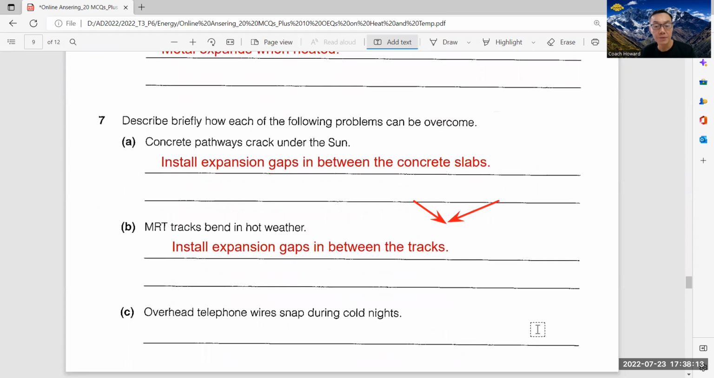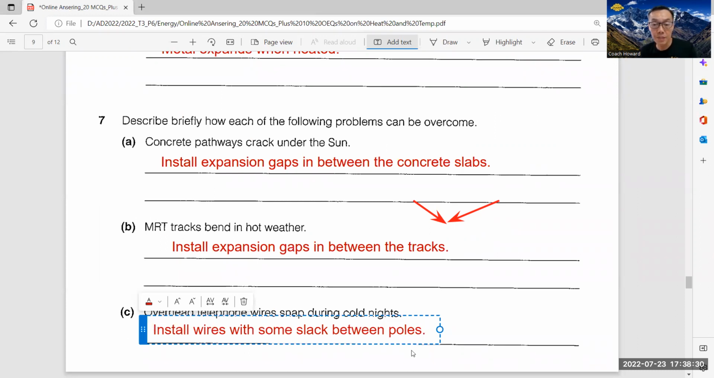Next one, telephone wire. Install wire with some slack, as I told you earlier in the MCQ, right? So install wire with some slack between the poles. So again, I will snapshot this and send to everyone in the chat.